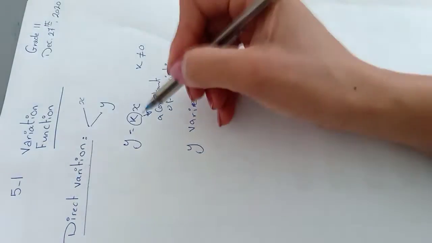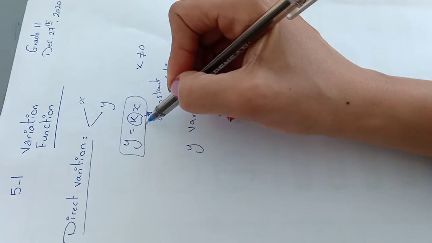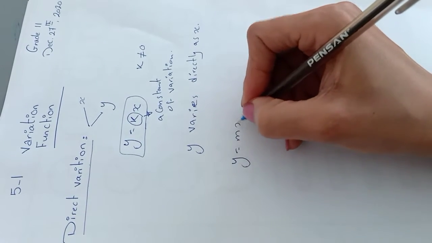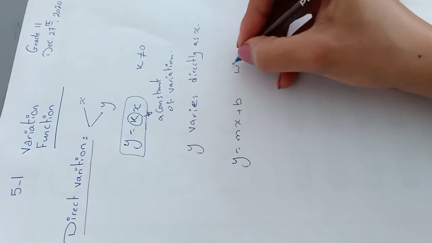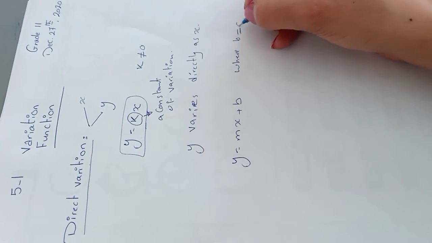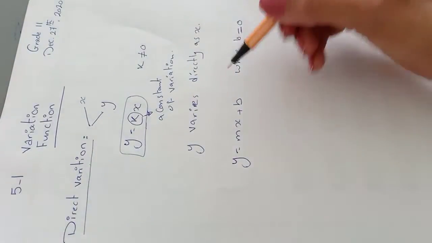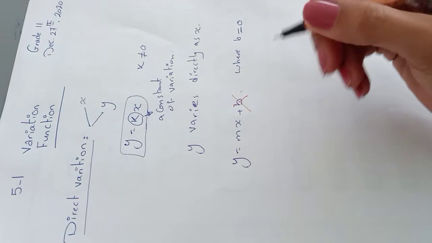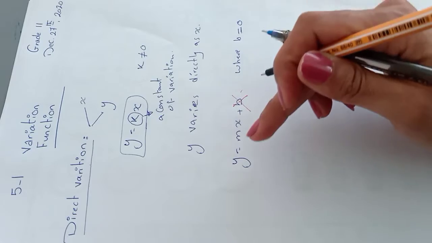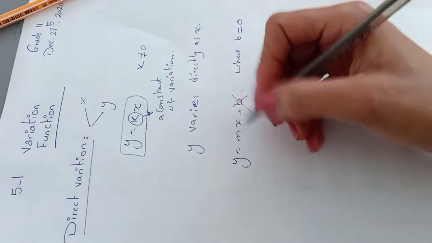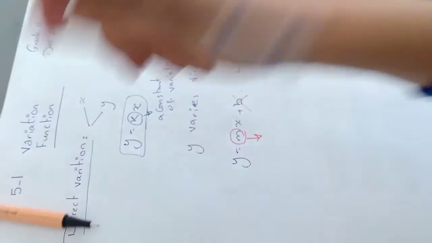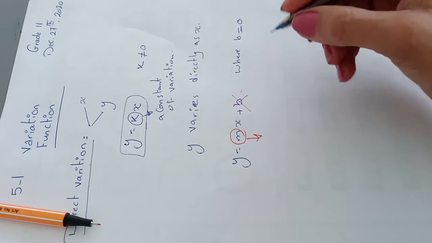We can consider that the direct variation equation is a linear function in the form y equals mx plus b, where b is equal to 0. So we can cancel b from this equation. Okay, if b is equal to 0, what is the constant of variation? So now the slope we can consider is the constant of variation.